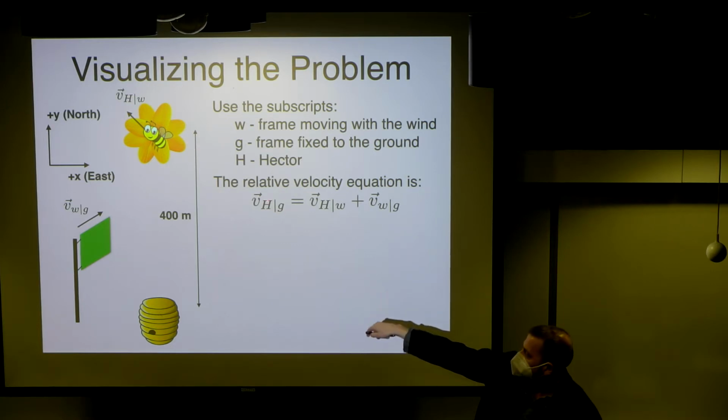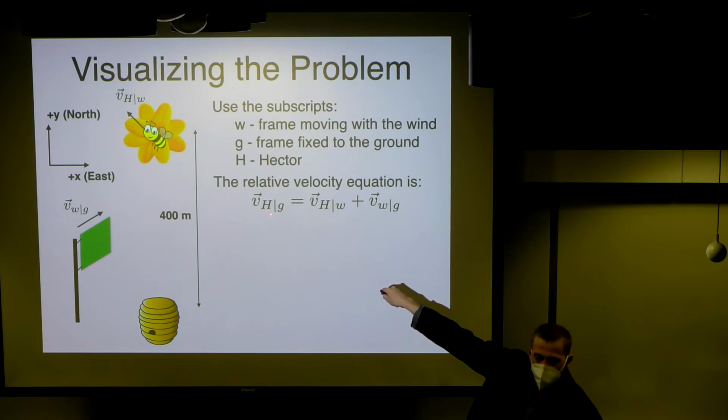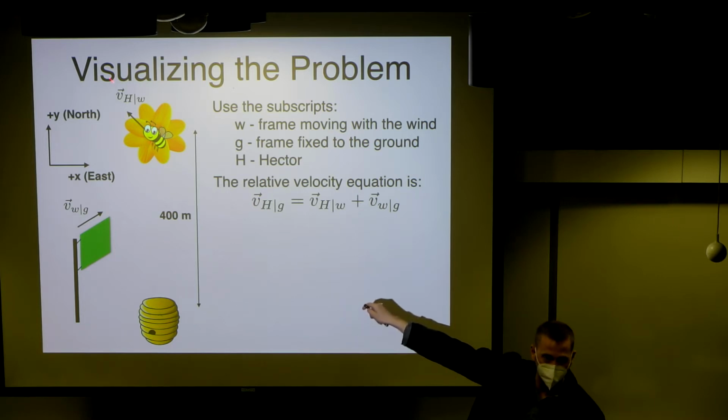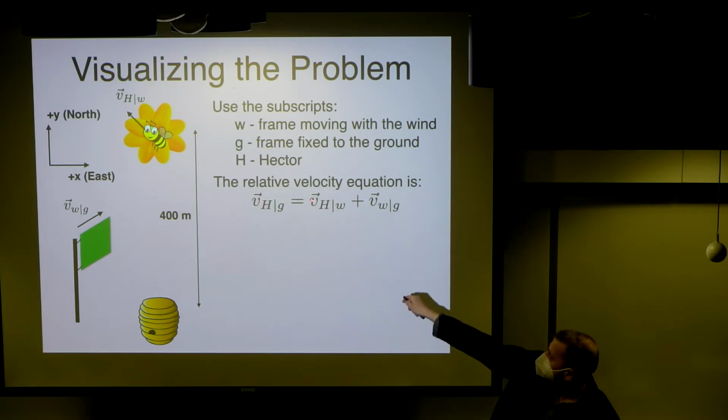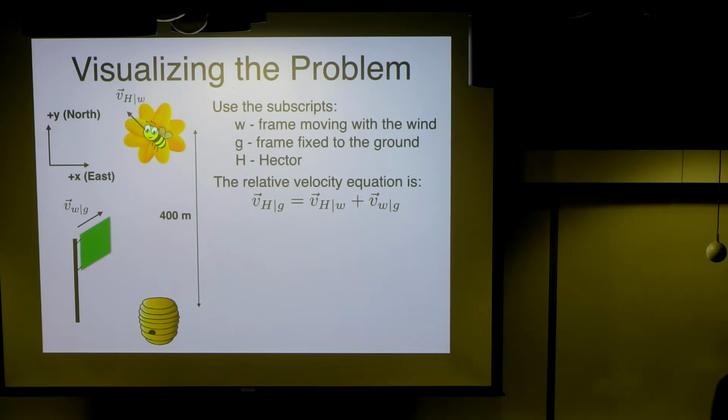Velocity of Hector relative to the ground. What direction is this one pointing in? So just straight north, right? Because relative to the ground, we just see it move straight north. So this one's straight north. And then this one, as we said, is kind of like in the second quadrant like that. So you see how the vectors would add?